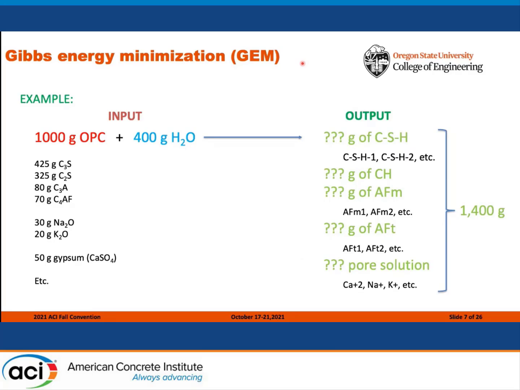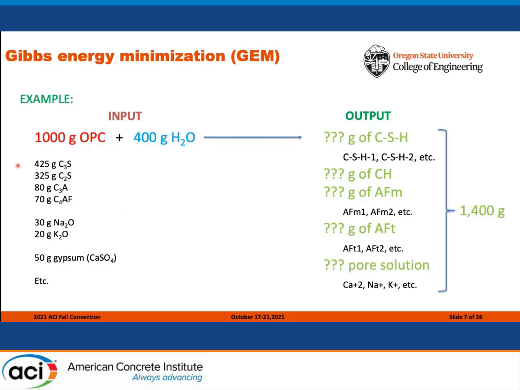But we think that it's important to understand how this algorithm works. Therefore, I'm going to go over the Gibbs free energy minimization algorithm through a very simple example. Assume that you have 1 kilogram of ordinary Portland cement, and you're mixing that with 400 grams of water. You know the composition of ordinary Portland cement in terms of its clinker composition, alkali composition, the amount of gypsum it had, and many other compounds it may consist of.